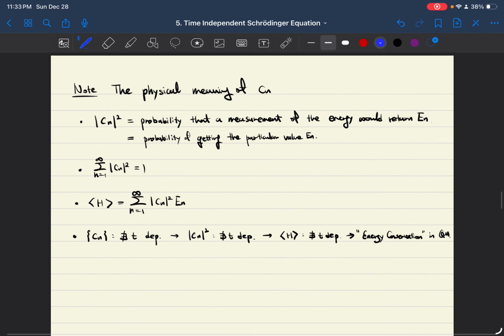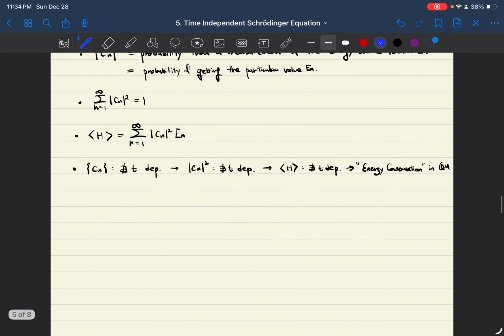So here is a note on the physical meaning of Cn. When we compute the norm squared of Cn, it means the probability that a measurement of the energy would return En, that is, the probability of getting the particular value En. Since this means the whole probability, namely the summation over all n of these terms, we get one, right? And the expectation value of H is right here: the summation over n equals 1 to infinity of the norm squared of Cn times En.